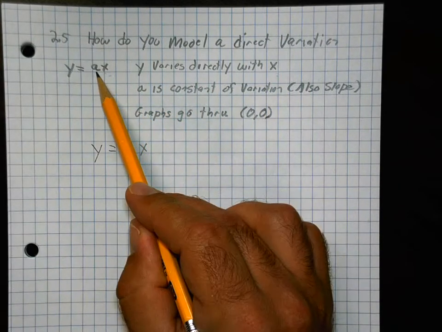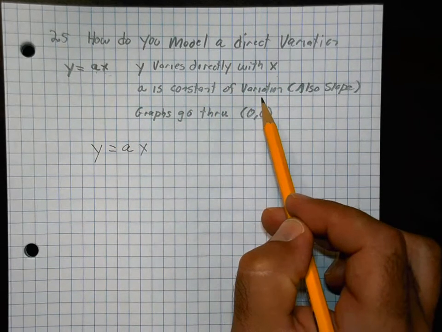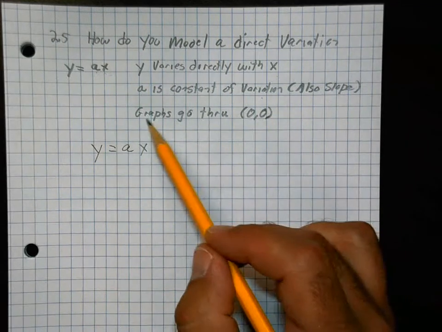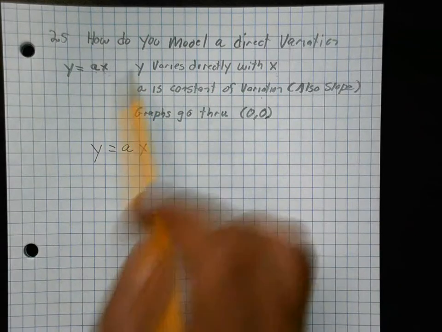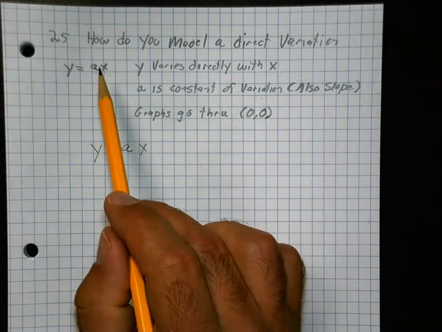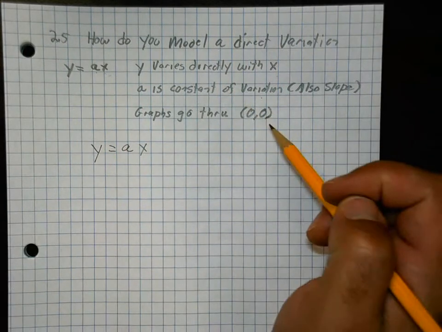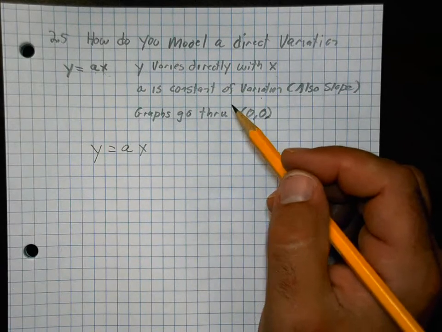The constant here, the coefficient, is called a constant of variation. It's also the slope. If I was to graph this, it would go through 0, 0 because there is no y-intercept here. There is no plus b at the end. So the a is the slope, and it goes through 0, 0. These are pretty simple to graph. A lot of things vary directly.